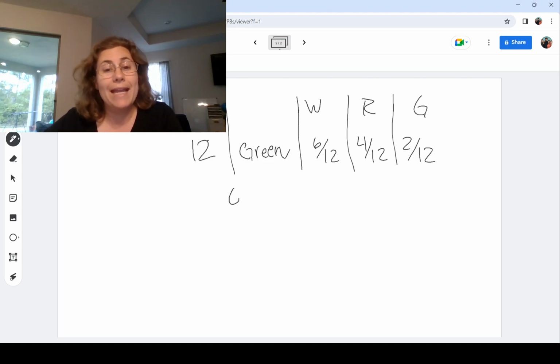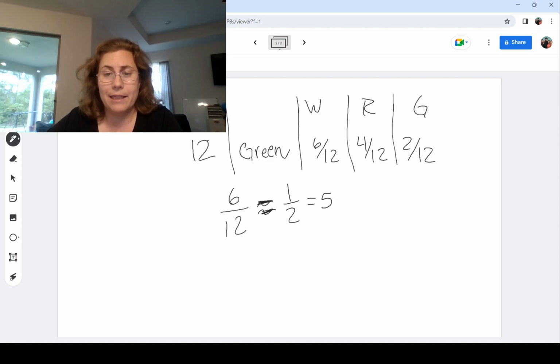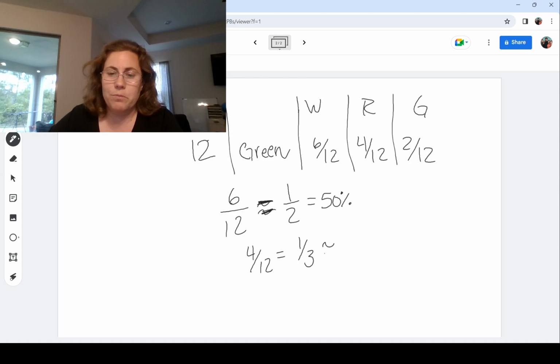Then go ahead and tell the kids roughly what their percentages are. You can convert fractions to percents. It makes it a little bit easier. We should have 1/2, which is exactly 50%, was white in here. And then we have 4/12, which is 1/3. Now this, when you convert it into a percent, is going to be rounded.